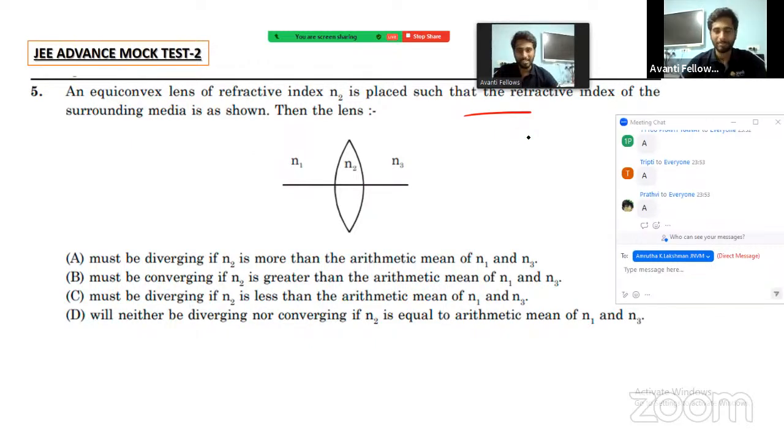Next question. A question को कौन answer देता है? This was also an assertion-reason type basic question in a paper. An equiconvex lens of refractive index N2, look at this one, here one convex lens is there, and उसका refractive index है N2, such that the refractive index of the surrounding medium will be N1 and N3. Yes, good. I got 2 answers, very good. But both are different. There is a small confusion between A and B. Let me check.